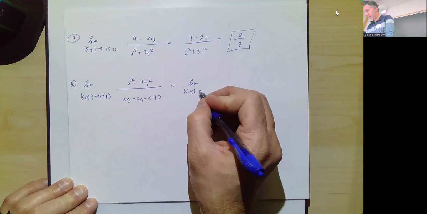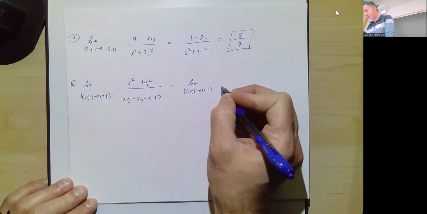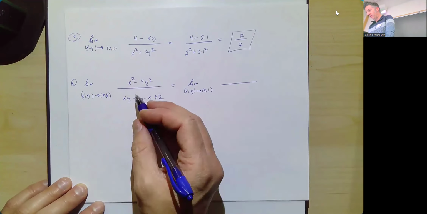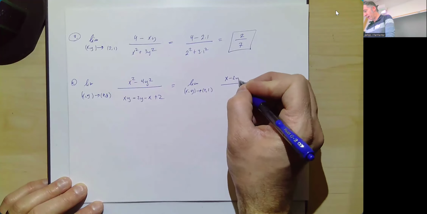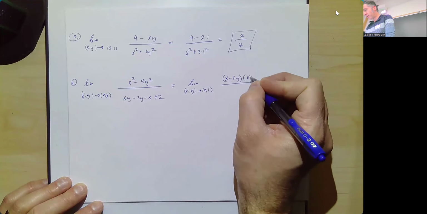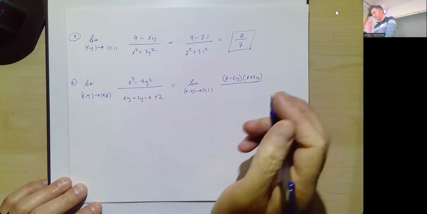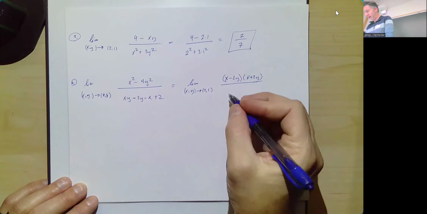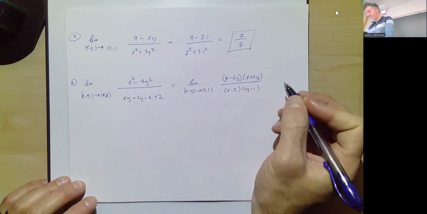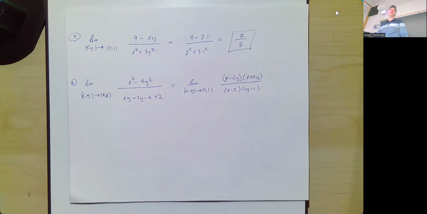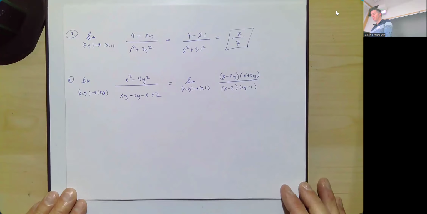If you plug in 2, 1, you obviously get 0 over 0. And then if you factor this, it does factor, but I think not very helpfully. The top factors as x minus 2y times x plus 2y. That's great, I guess. The bottom factors as x minus 2 times y minus 1. And doesn't really help us very much here. So I made the bad problem. We should skip it.